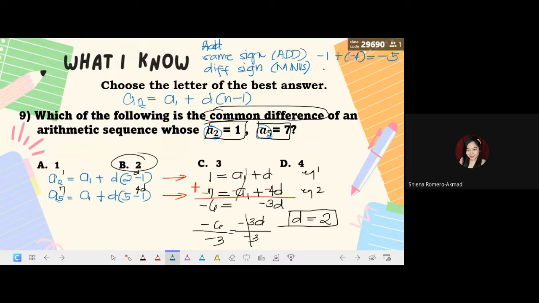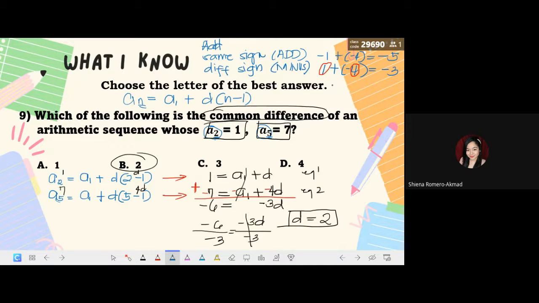Okay? Example ulit. Positive 1 plus negative 4. Magkaiba sila ng sign. Subtract mo. 4 minus 1 is 3. Tapos, kopyahin mo yung sign ng may mas malaking absolute value. So, pag sinabi absolute value, tingnan mo yung number without its sign. Ano mas malaki? 1 o 4? 4. So, magiging negative yung answer natin.